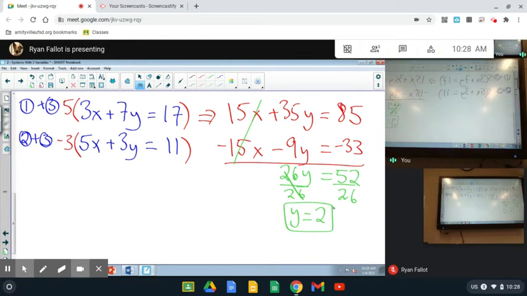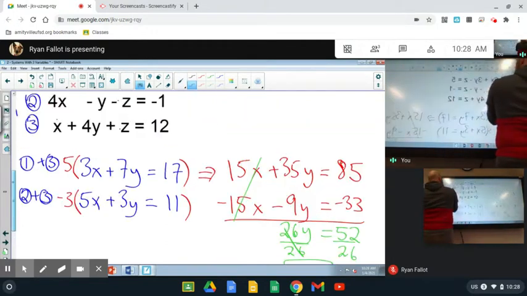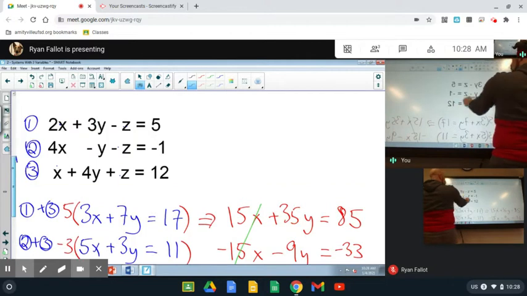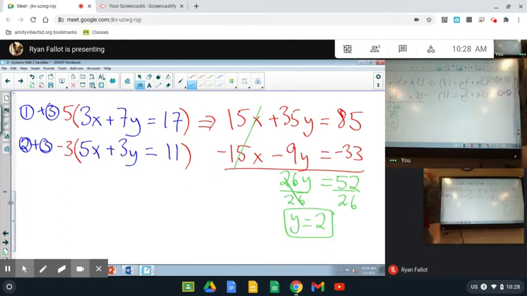Now we just work backwards to find our values for x and for z. Okay, we cannot go all the way back to the beginning just yet because we only know what y is. We don't know what x is. We don't know what z is. So we have to go back to one of these two problems that we created where by adding 1 and 3 or by adding 2 and 3. So if we go back to the, I don't know, this one down here, the 5x plus 3y equals 11.